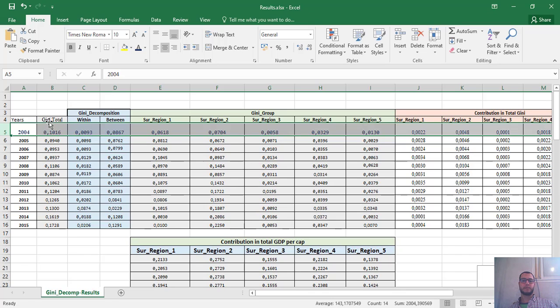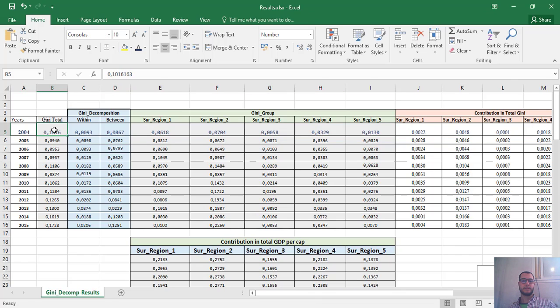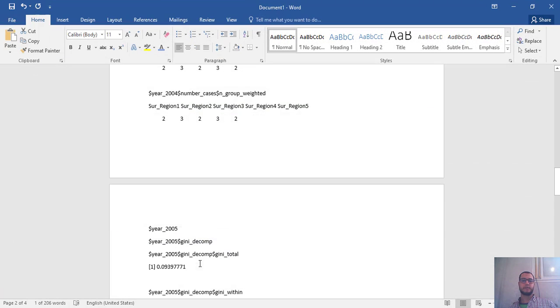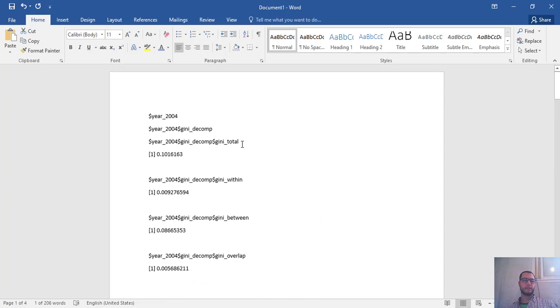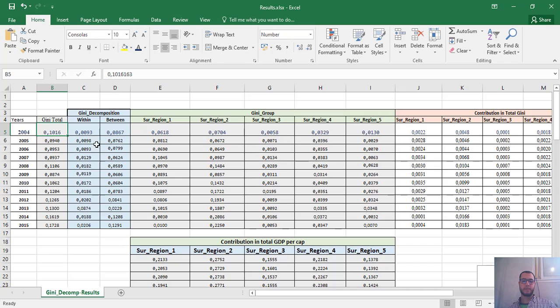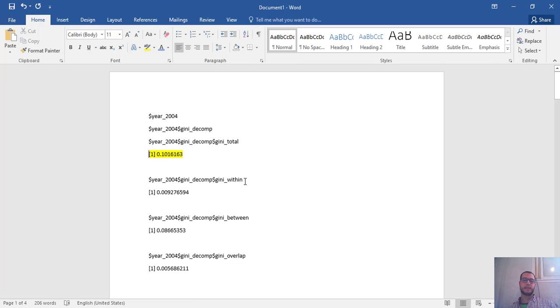So we have here the total Gini, and this is the total Gini. And we have the weaving effect for the year 2004. This is the weaving effect. It's not the same data. I have changed the data.